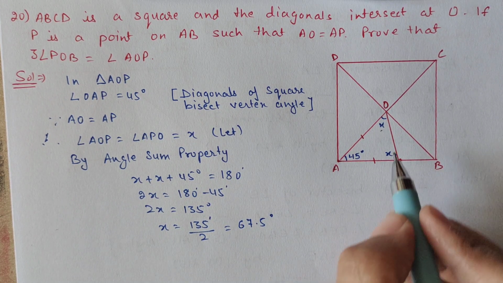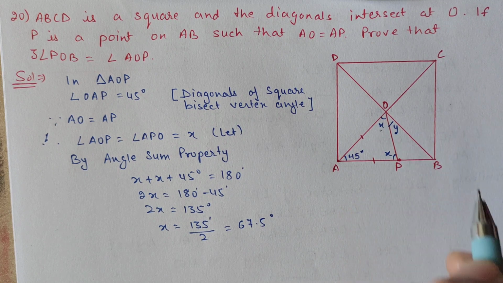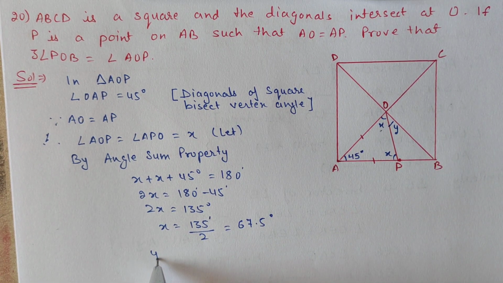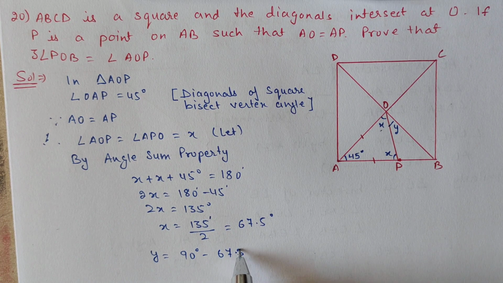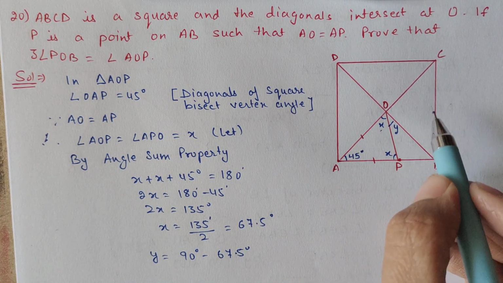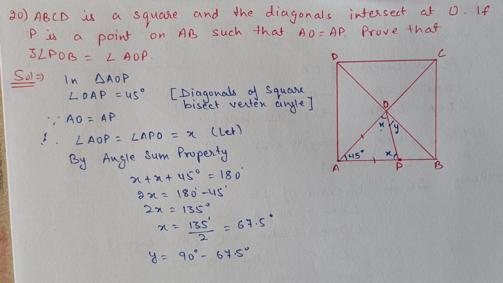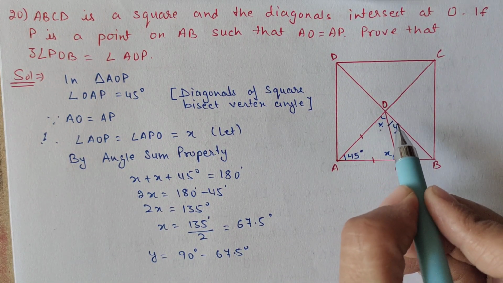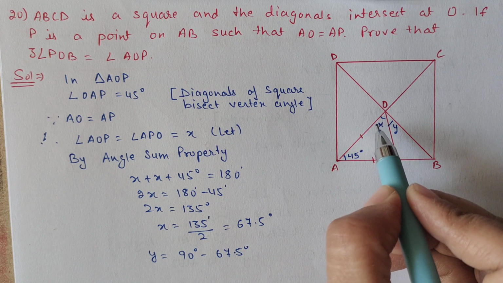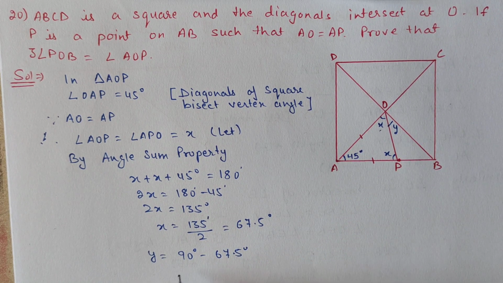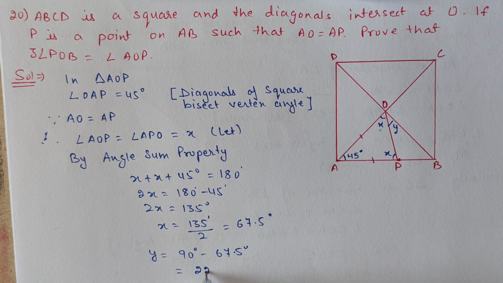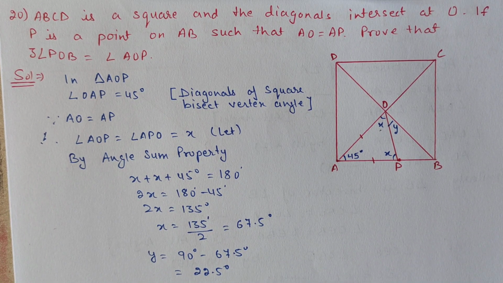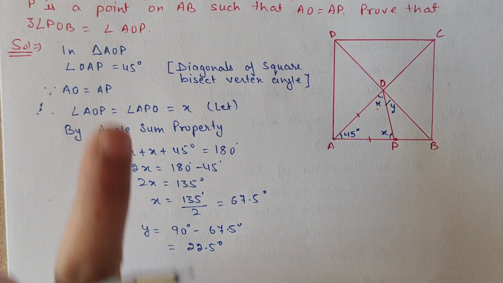67.5 degree. Now we will find out this angle. Suppose it is y, so y will be 90 minus 67.5 degree, because the diagonals of a square bisect each other at 90 degree. So this complete angle will be 90 degree. From 90, if we remove this side angle, we will get this y value. This will be 22.5 degree, and we have to show this relation.